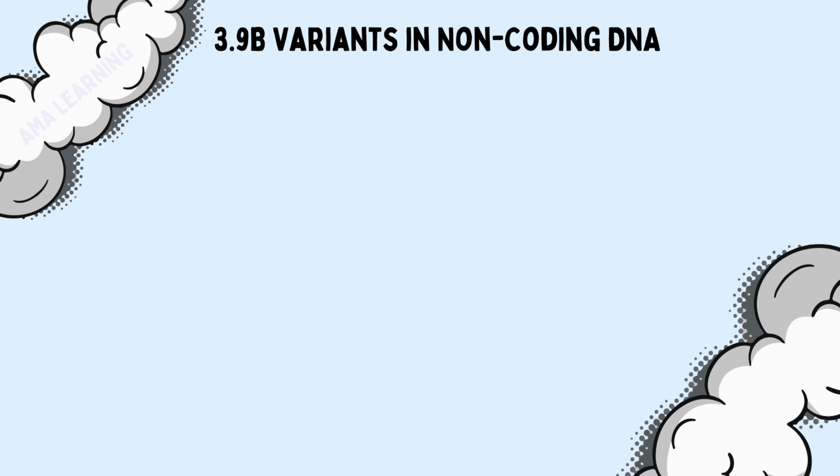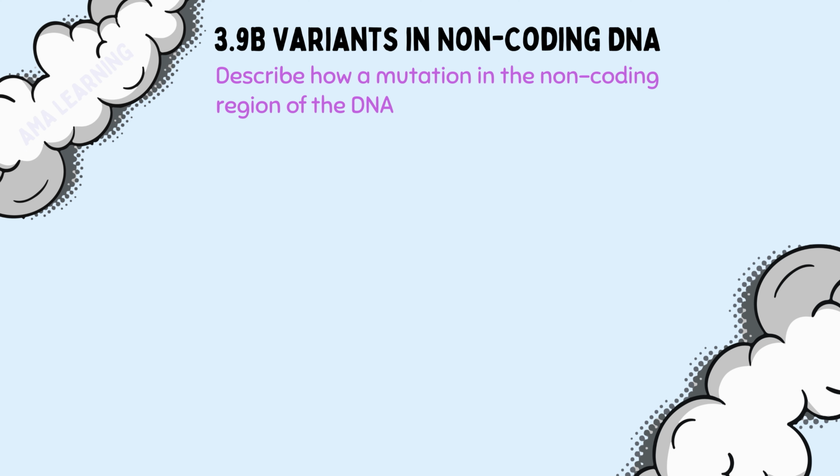Let's apply what we have learnt to a past paper question. In this question, we are being asked to describe how a mutation in the non-coding region of the DNA can prevent a gene being transcribed. This means we must link our learning from this lesson to our learning from specification 0.3.8b linked to transcription.